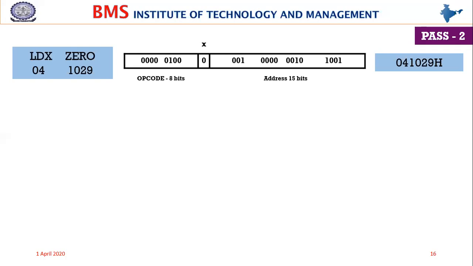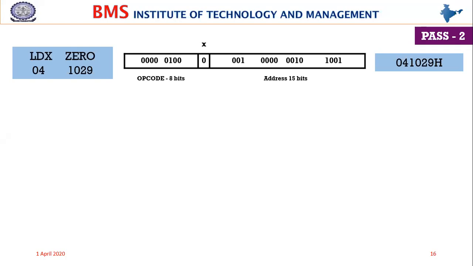So this is the complete assembling of the first instruction. The resultant will be 041029, because if we take these 4 bits from the X, that is 0001, then you also get 1 only, right? But if it were an indexed addressing mode, X would have become 1. So I would have got 9, 1001.